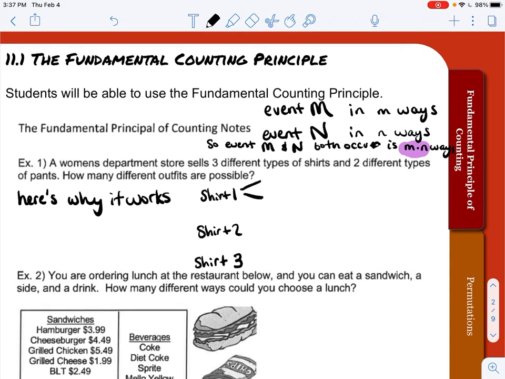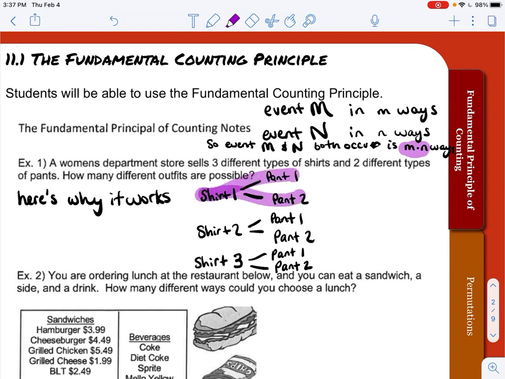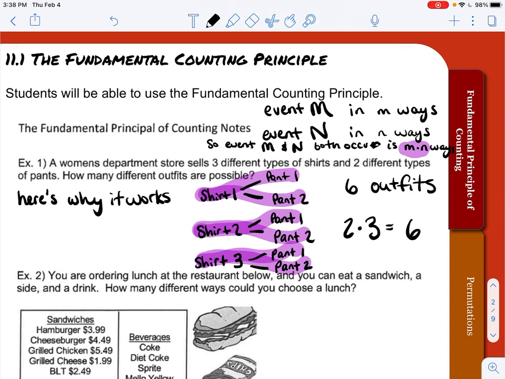Now, you can follow that up with pant 1, pant 2 with the first shirt, or pant 1, pant 2 with the second shirt, or pant 1 and pant 2 with the third shirt. So if you notice, there are actually 6 different outfits. You can just count that up by the end over here. So we have 1, 2, 3, 4, 5, 6. So there are 6 outfits. So the shorthand here would have just been 2 times 3 equals 6.